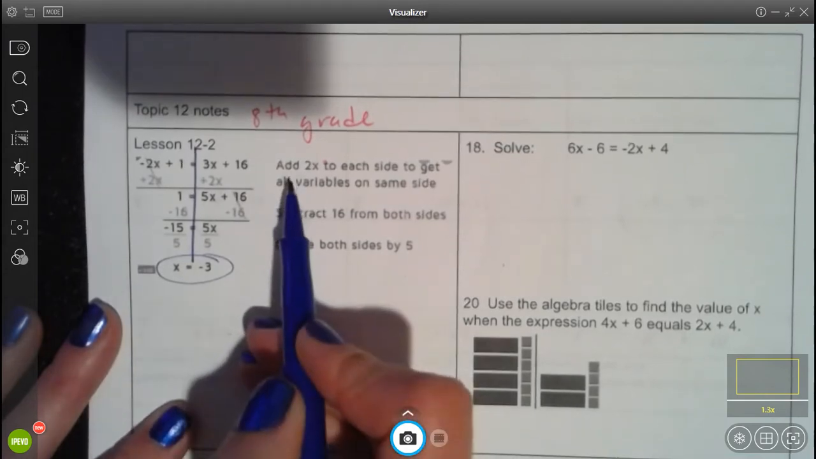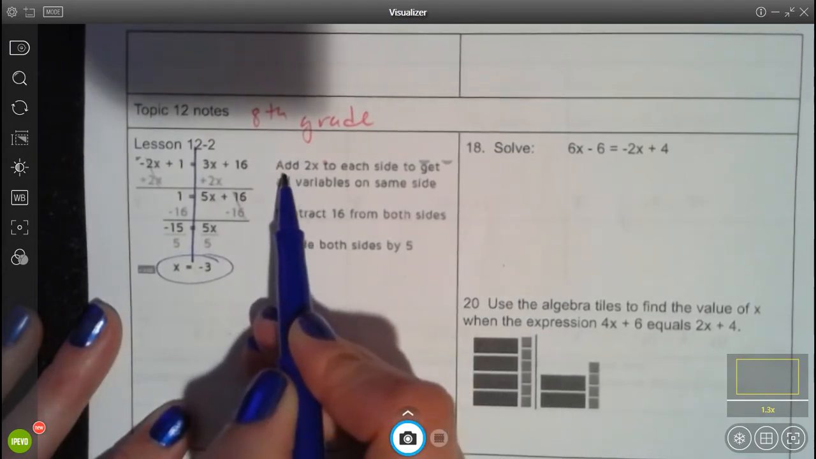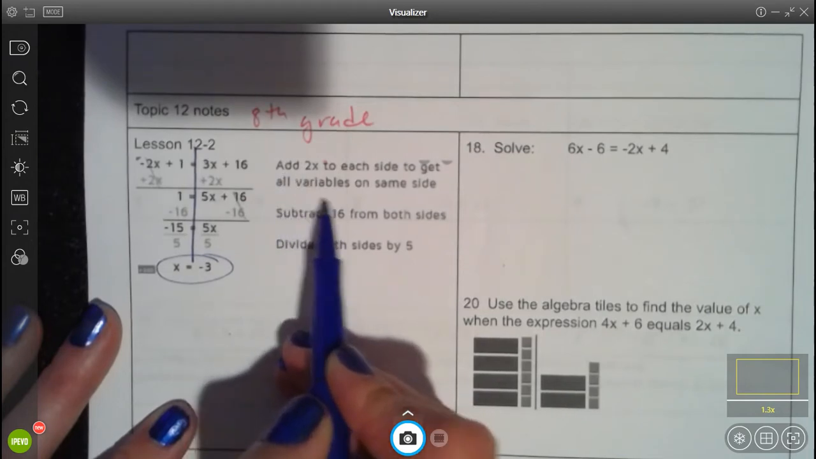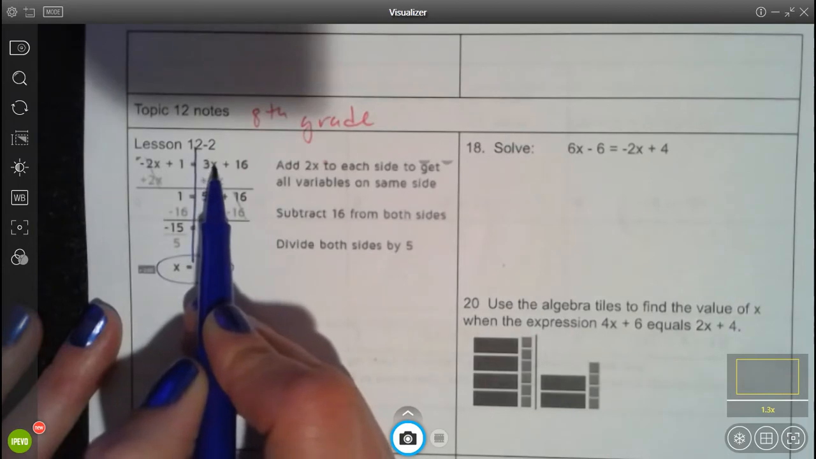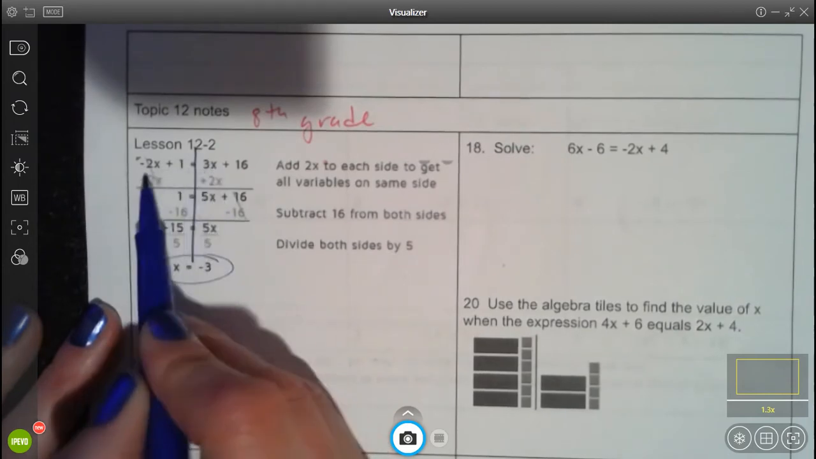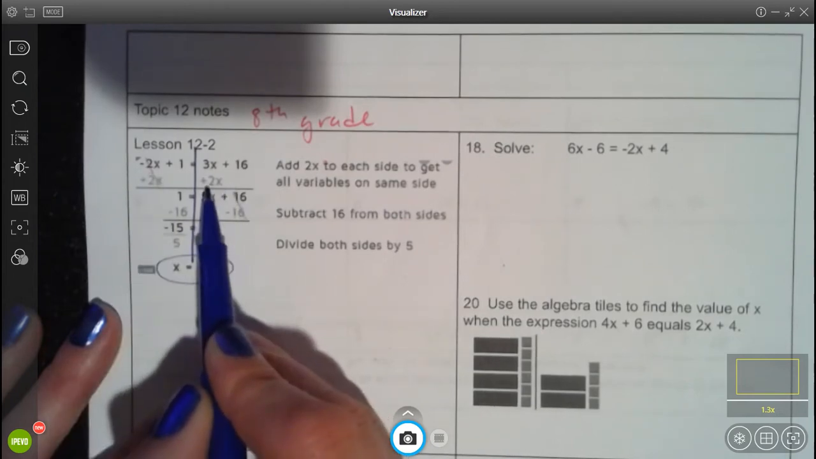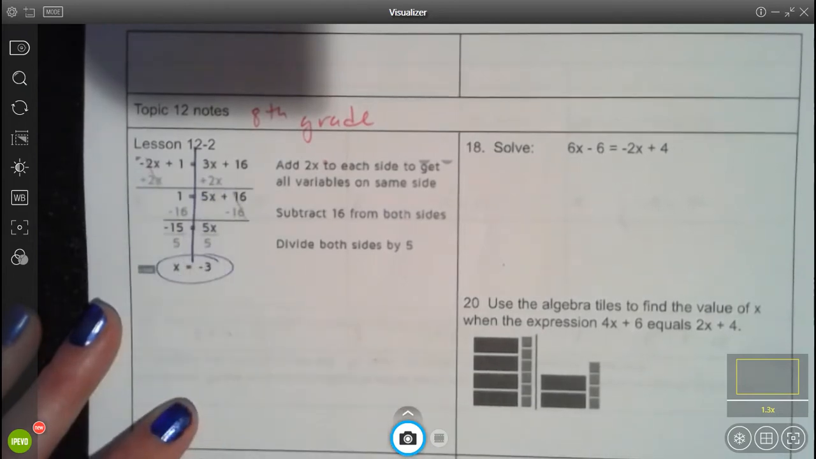You had a different pathway of getting there, but your answer obviously should be the same at the end for these problems. So in this case, they added 2x to each side to get a variable on the same side. Their other option would have been to subtract 3x from both sides. So they either needed to add 2x, additive inverse, or subtract 3x. And then from there, they just solve it as a two-step equation.